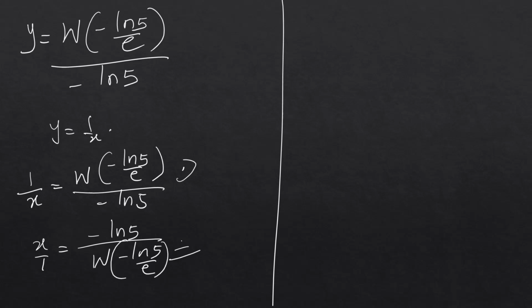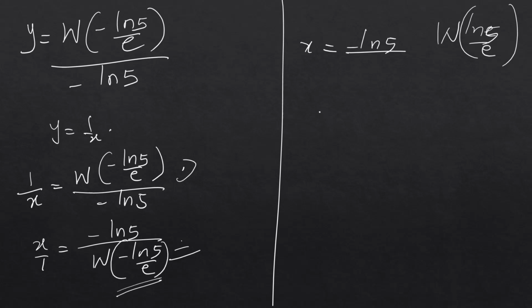All you need to do is go to your calculator. If you have the W function calculator, you say x is equal to minus ln 5 all over the W function of minus ln 5 over e. Divide the two things, and whatever you have will be the value of x, which is around 3 point something. I'm not with this calculator right now. So this is the solution to this question.